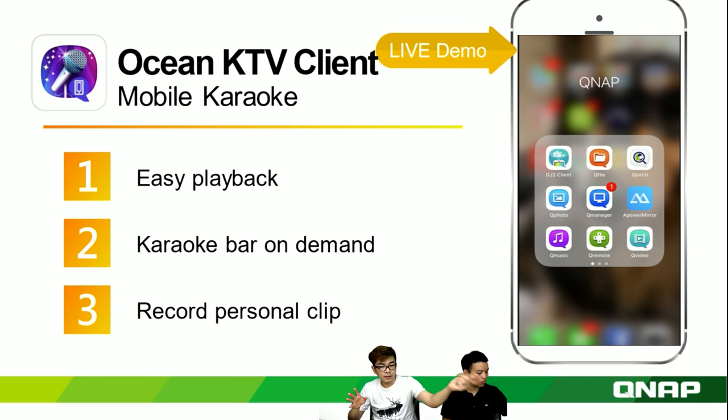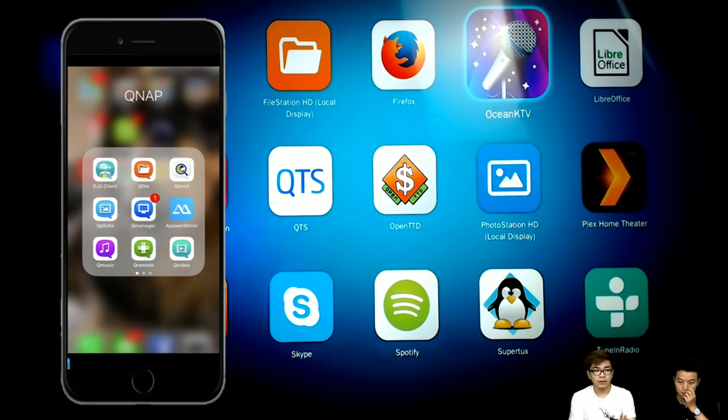Take us to the television board. Television right here. So this is another camera, and I have my cell phone on the left hand side, and the camera is facing forward to a huge camera, which is receiving the output from the QNAP NAS. Okay, this is our Ocean KTV app.